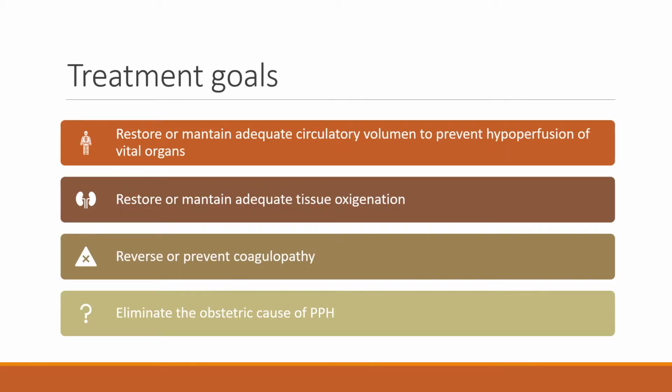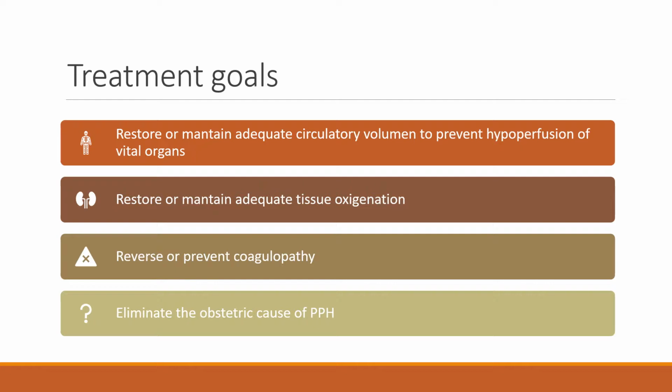Now the treatment goals. We're going to start with our treatment goals, and then we're going to see what to do specifically, in order, etc. The first treatment goal is to restore or maintain adequate circulatory volume to prevent hypoperfusion of vital organs. So it's to prevent the shock and to restore the circulatory volume. The second treatment goal is to restore or maintain adequate tissue oxygenation. That is basically the same. It's complementary to the first one.